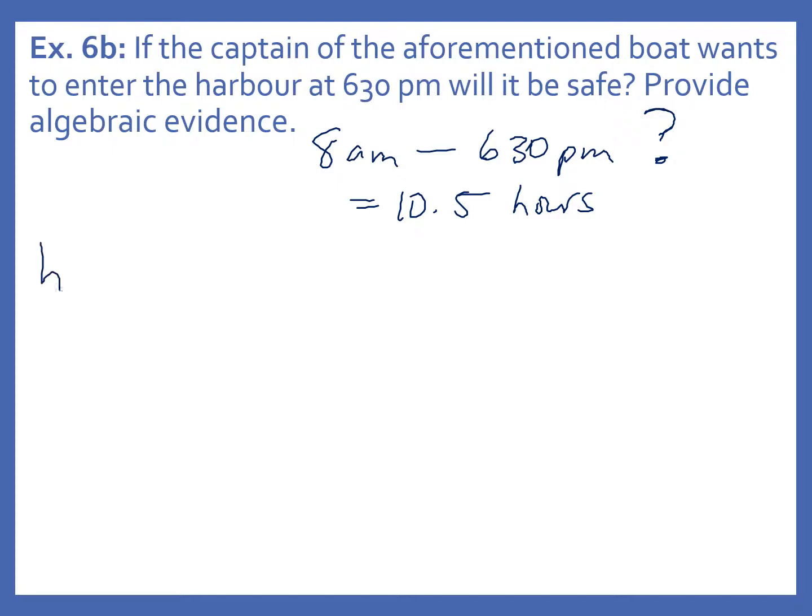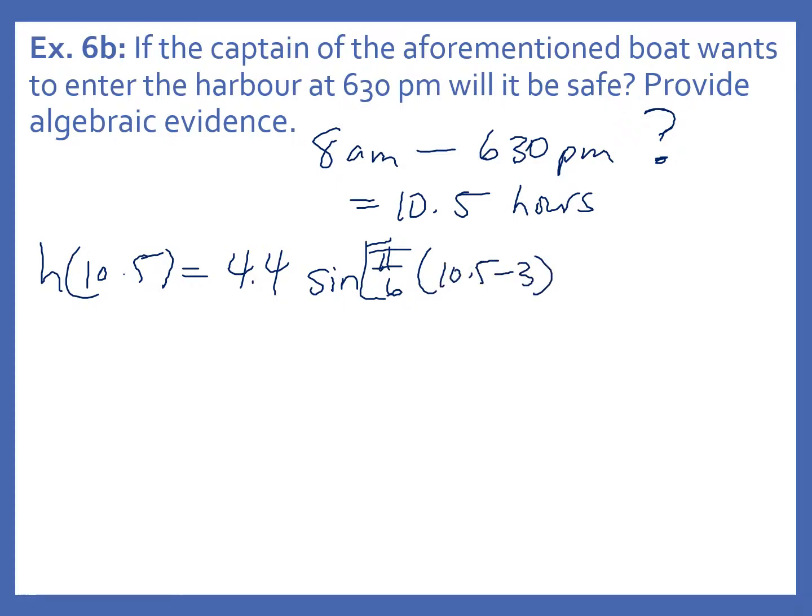Go to your equation. H of 10.5 equals 4.4 sine pi over 6, and we're putting 10.5 in. So 10.5 minus 3 and plus 5.6. Make sure your calculator is in radians. Enter that just like you see it, brackets and all. When you enter that into your calculator, you should get approximately.